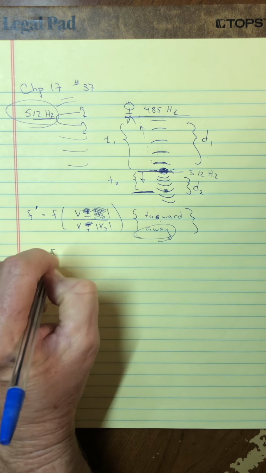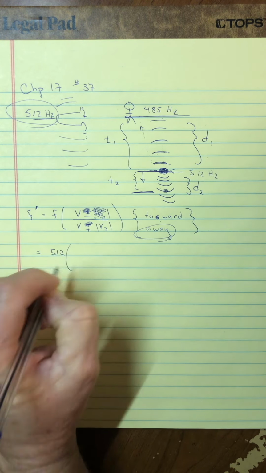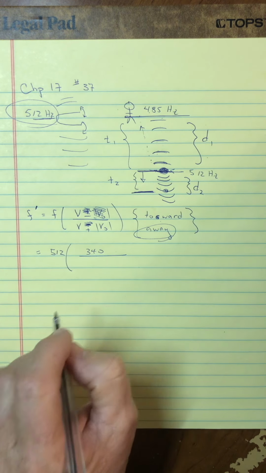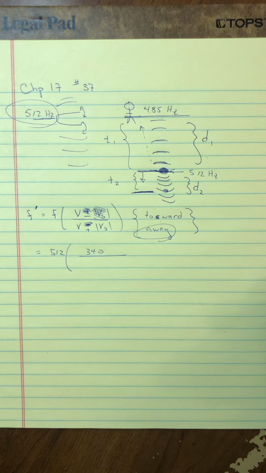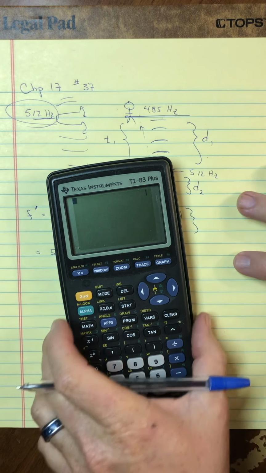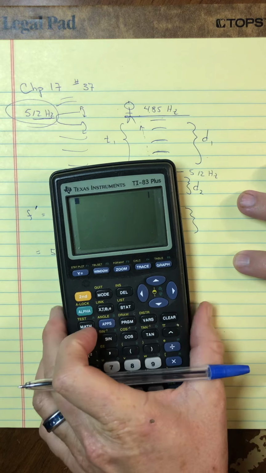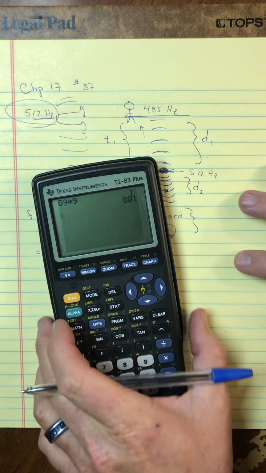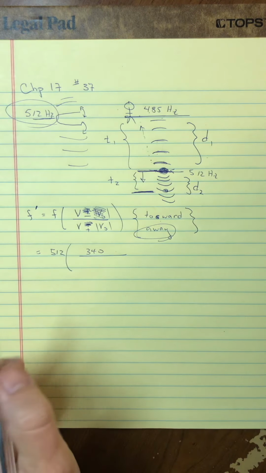The real frequency, 512, would then be the velocity, 340. I'm just kind of grabbing my calculator, and I just realized my calculator is in another room at the moment. But I think this one is going to be just fine. Okay? All right. We'll use it.